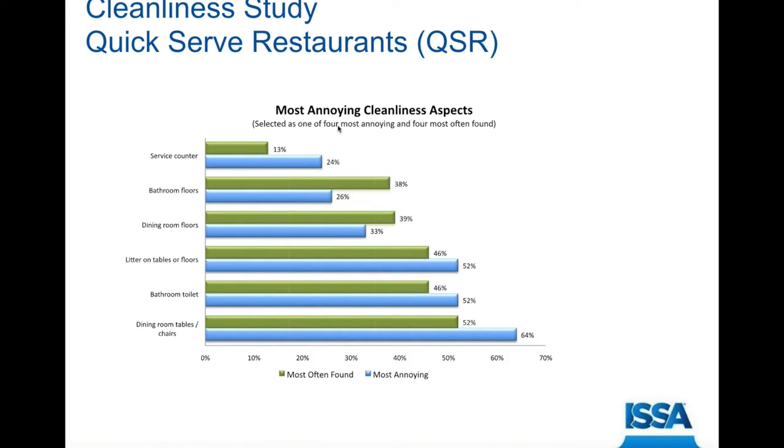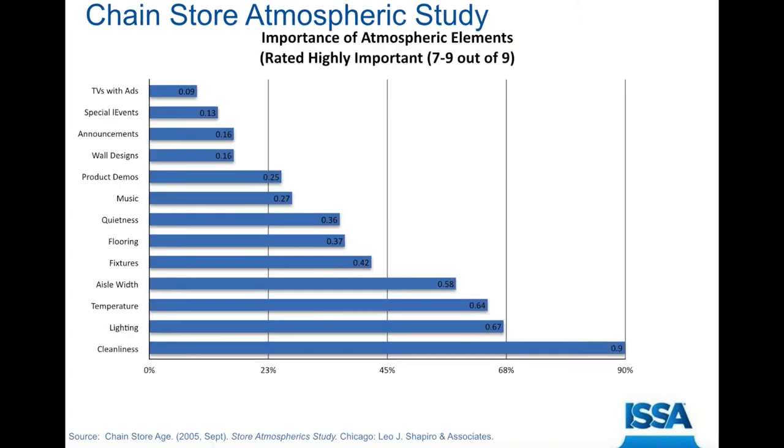Here's another one. These are the most annoying cleanliness aspects. Bathroom toilet is right there, 46% for most often found, and 52% for most annoying. Let's go a little bit further, some more stats. This is importance of atmospheric elements. Now up at the top is, again, this is chain store, so we have TVs with ads, but down at the very bottom, this is the most important stuff: cleanliness. That's above lighting, temperature, aisle width, fixtures, floors, quietness, music. Cleanliness is the most important thing.